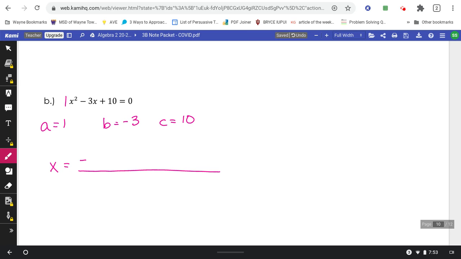Negative b, which again is going to be a double negative, plus and minus the square root. Use a parenthesis to do the b squared, minus 4, that 4 is always there, it's part of the equation, times a times c. All divided by 2 times a. For our problem, a is 1.